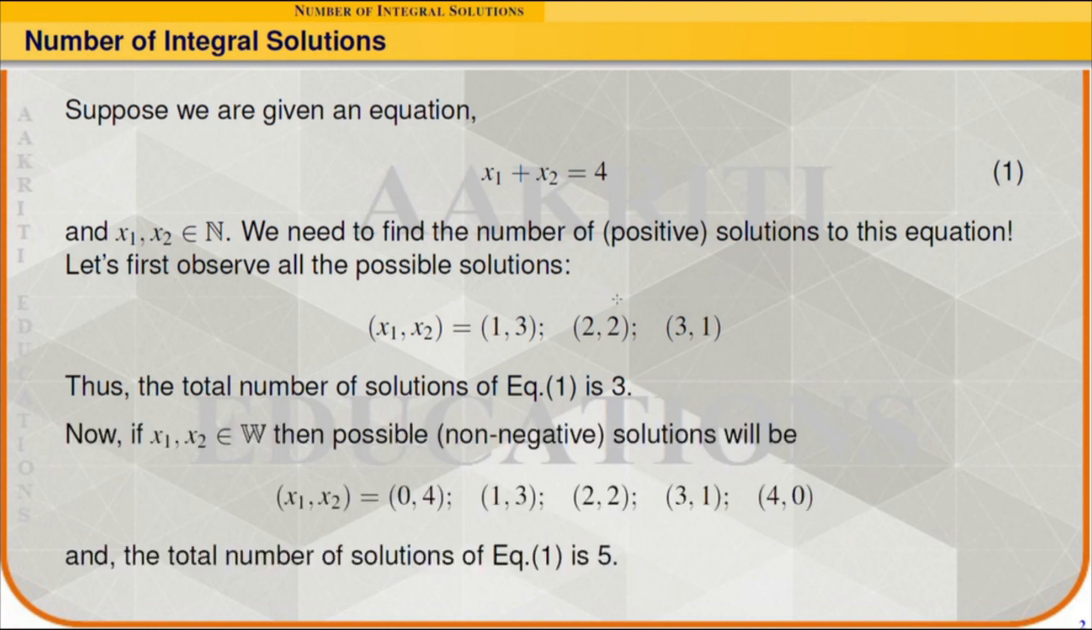Now further, if we change the constraint on x1 and x2, and let's say they belong to the category of whole numbers, we know that whole numbers start from 0, so it means the integral solutions will be of the non-negative category. So there will be two additional solutions to the positive part: it will be (0, 4) and (4, 0). So the total number of non-negative integral solutions will be 5.